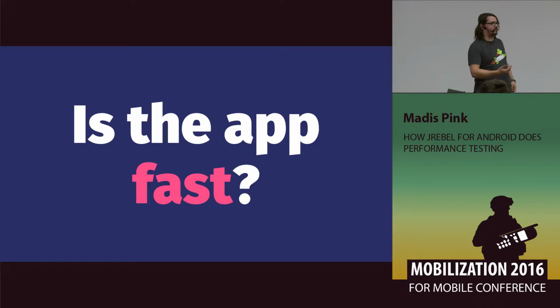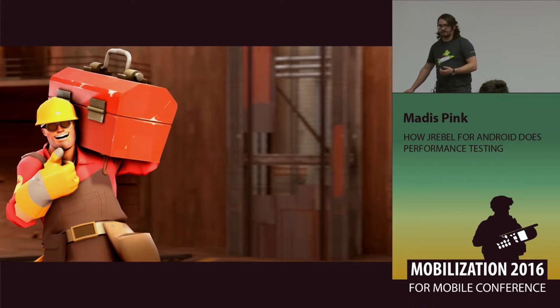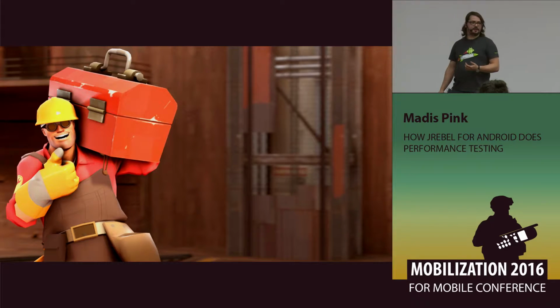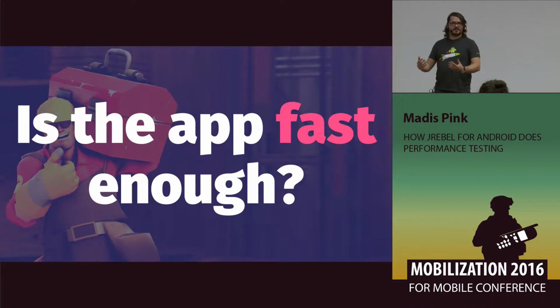If we talk about performance, there is an answer we want to know, and the question could be, is my app fast? And that's a really soft question. It's borderline philosophy. What does fast mean, and how to get there? So I'm an engineer. I don't really like soft things. I like hard, quantifiable, measurable things. So instead, I would ask, is the app fast enough?